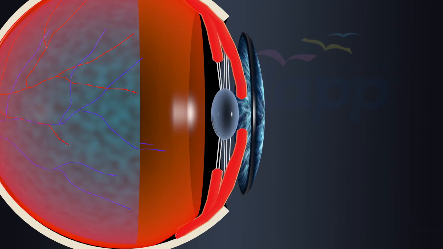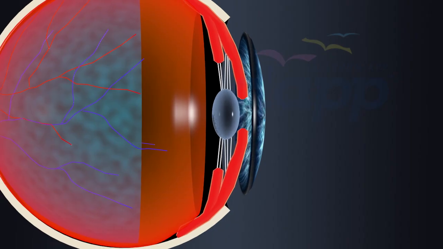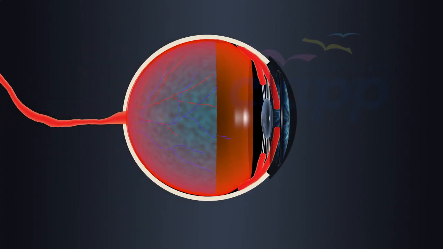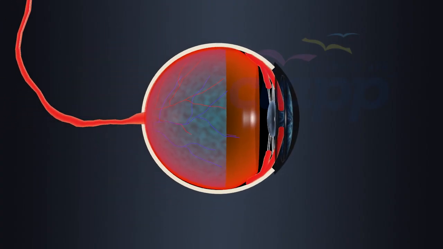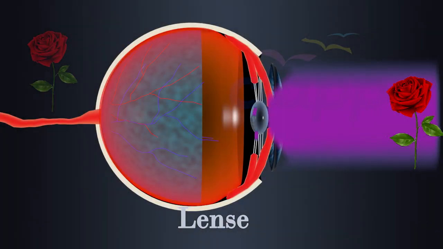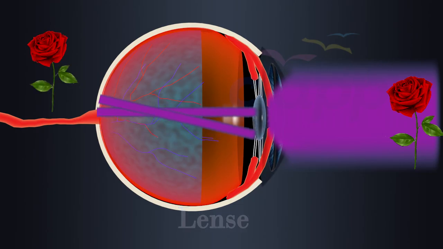The ciliary processes secrete aqueous humor, a clear watery fluid that nourishes the cornea and the lens, and secrete vitreous humor, a gel-like substance that fills the vitreous chamber. Lens. The lens is a clear, flexible, transparent and biconvex structure located behind the iris. It is responsible for focusing light onto the retina, allowing you to see objects clearly.